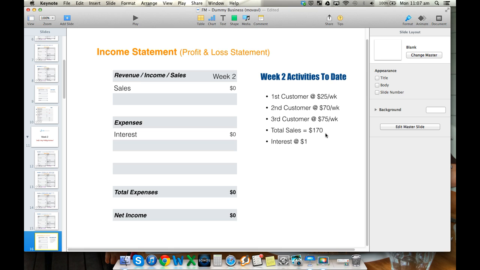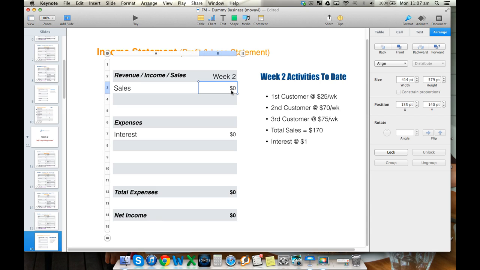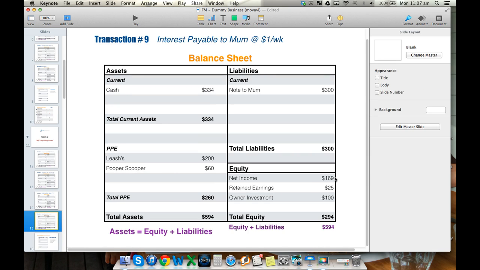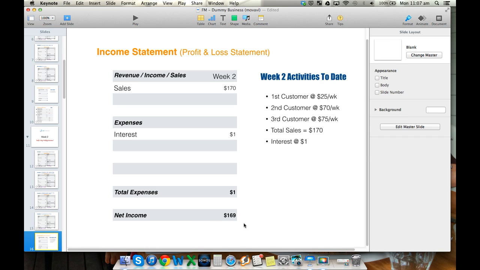Okay, so pretty straightforward, this one. Sales 170, so we put 170 up here. And our interest expense of $1 goes here. So our total expenses is just $1. And then our net income is the difference between sales and expenses. So 170 minus 1 equals 169 net income. And if we go back to our balance sheet here, we should see that net income of 169 equals the net income on the income statement.